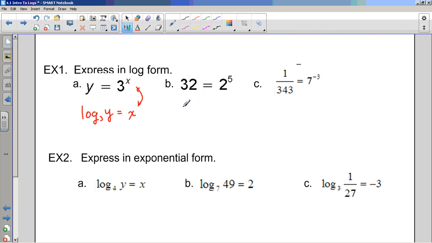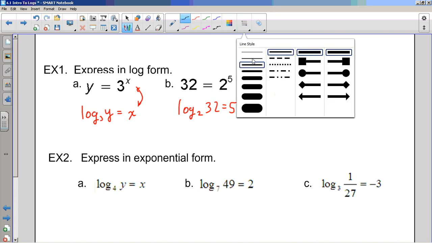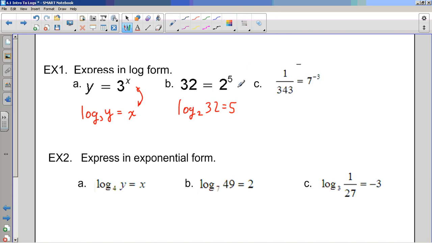So here, when I think of the log, what's the base? Log base 2 of 32 equals 5. Right? There's the exponent. There's the base. These two things are equivalent. And as we'll see soon, if I wanted to change from one statement to the next statement, I could almost think of taking the log base whatever of both sides.